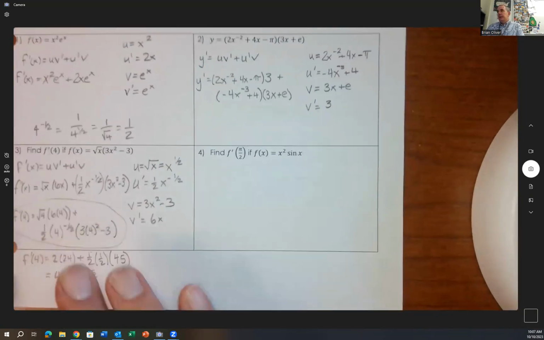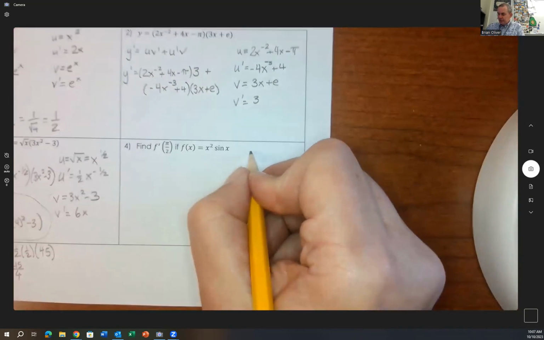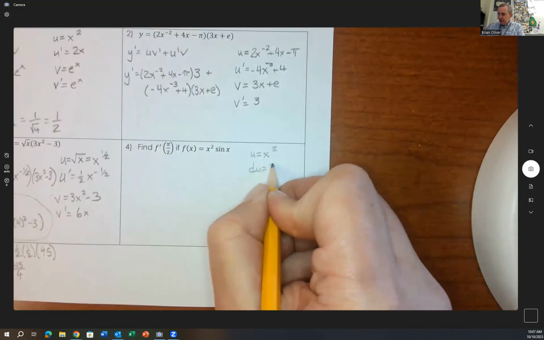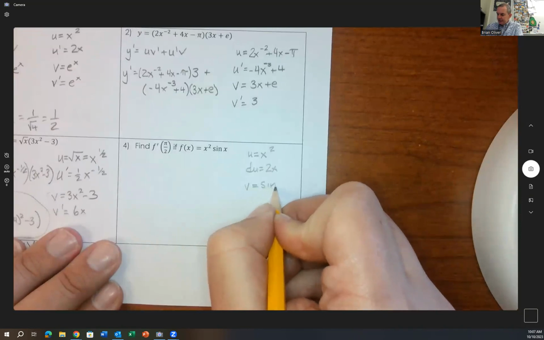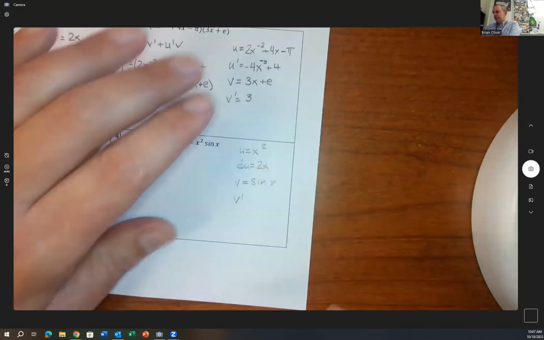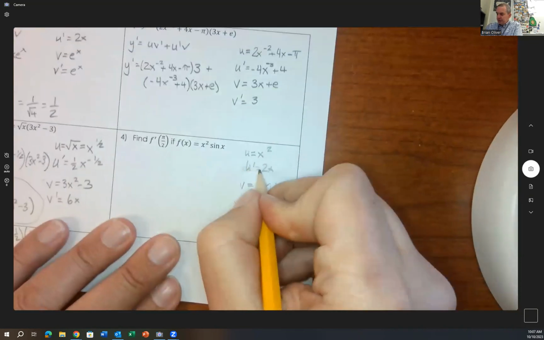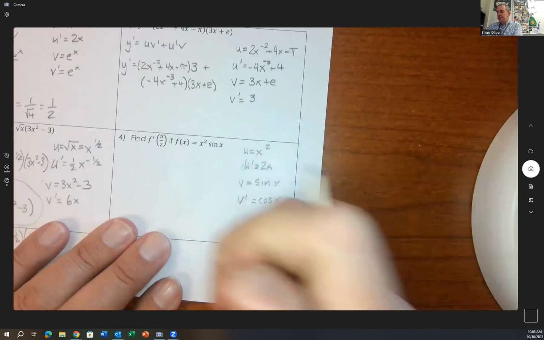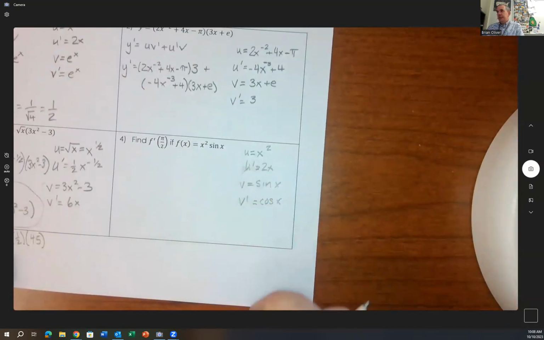Okay. Again, I'm going to do the same thing for the product rule. The u here is x squared. So that means u prime is 2x. Excuse me. v is going to be sine x. Sorry, I'm getting ahead of myself. u prime is going to equal 2x. v prime is going to equal cosine x. We're going to talk about that a little bit later. Don't worry about it. So x squared, 2x, sine x, and cosine x.